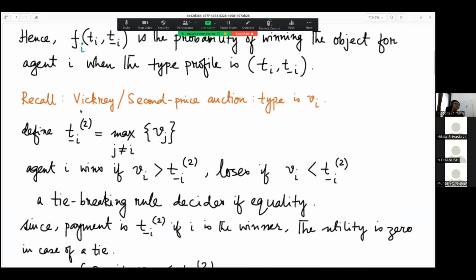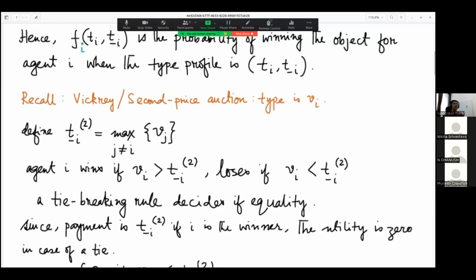So here, define the second highest valuation for that agent, for everybody except that agent, as t minus I2. So that means in the space where you have removed agent I, what is the highest value among the agents except agent I? That we are going to define as t minus I2. So how can you define the second price auction in this way?